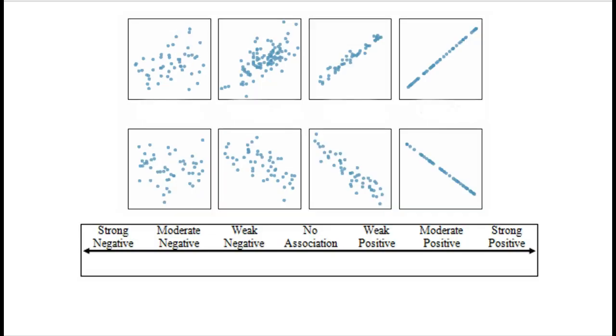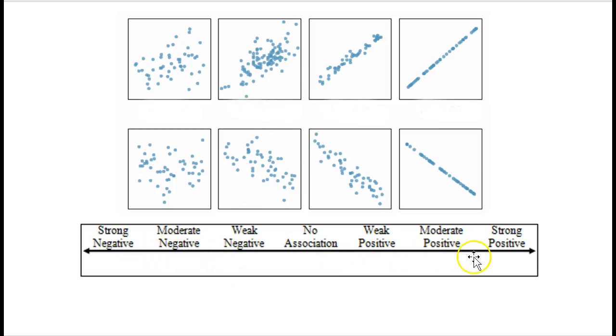We could also describe the strength of an association. When the points are clustered very close together along an underlying pattern, we say that the association is strong. So notice that the two plots on the far right are strong. When the points are clustered somewhat close together along an underlying pattern, we would say that the association is moderate. So each of these has a moderate association. When the points are clustered far apart, we say that the association is weak. So here we would have weak associations.